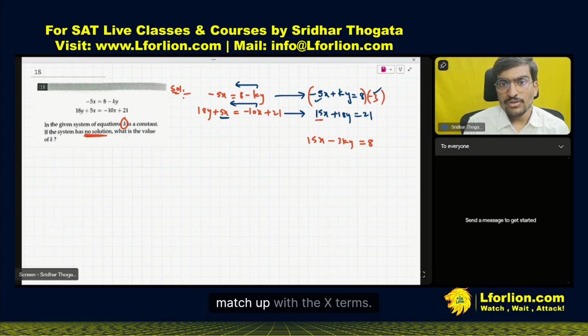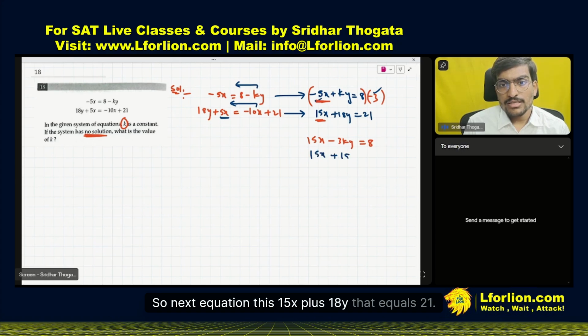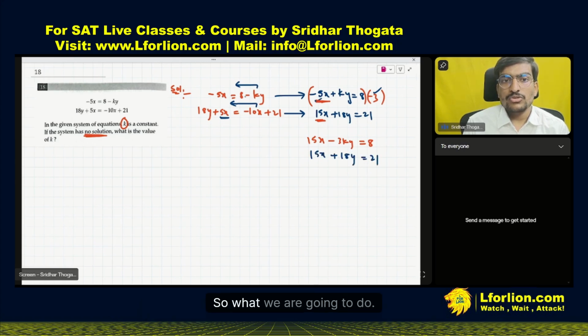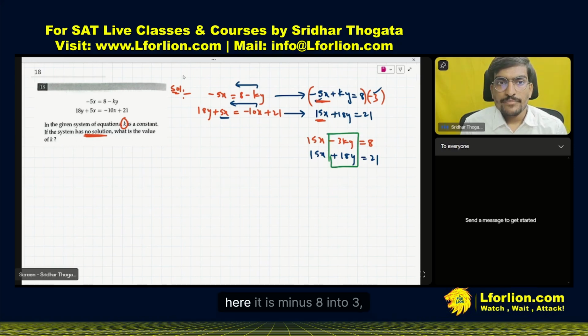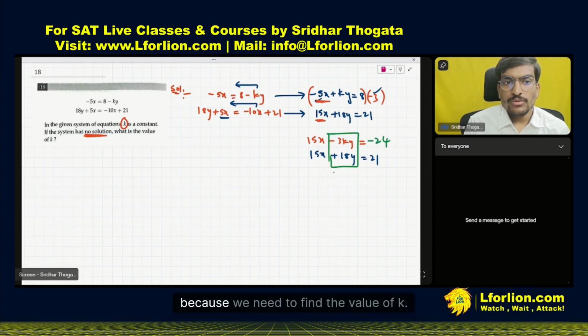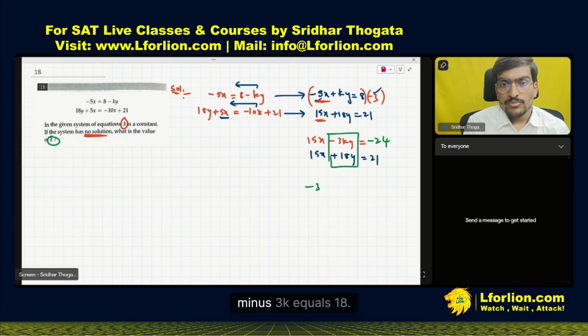So the next equation is 15x plus 18y equals 21. What we are going to do is cancel the x terms. Sorry, here it is minus 8 into 3, which is negative 24. Now do the needful, because we need to find the value of k. Just taking this, minus 3k equals 18. So 3 times 1, 3 times 6, k equals negative 6. That's what we need.